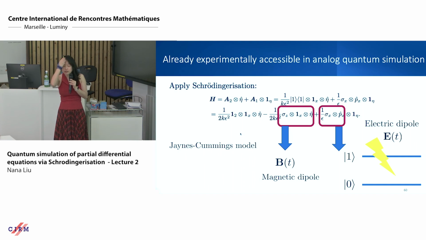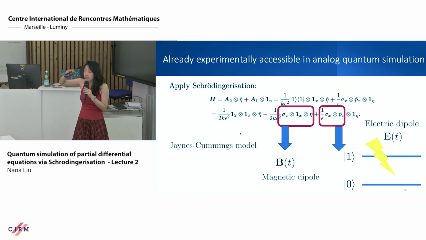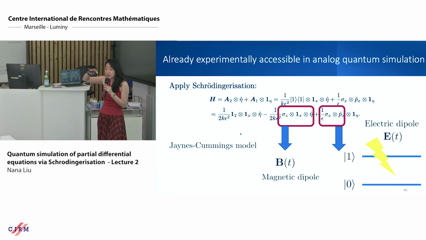Now, for those of you who do physics here, if you see terms like this, this is the Jaynes-Cummings model. This is the textbook version of what people do in quantum optics. And the way to interpret this: you saw that sigma x flips from 0 to 1 and 1 to 0.